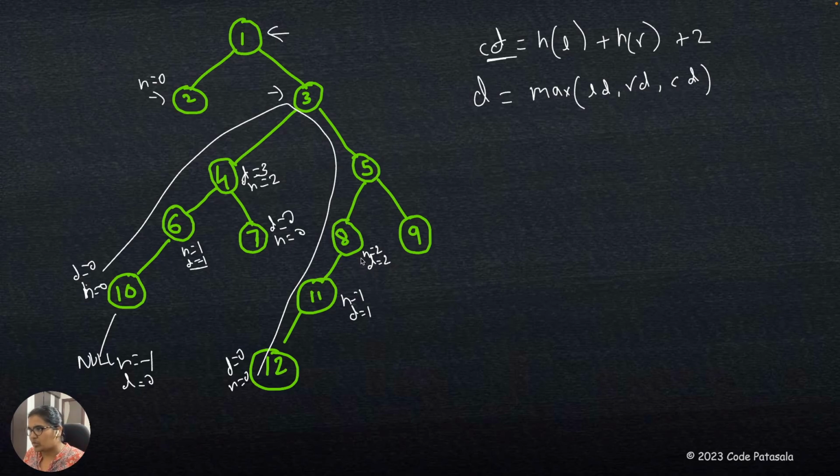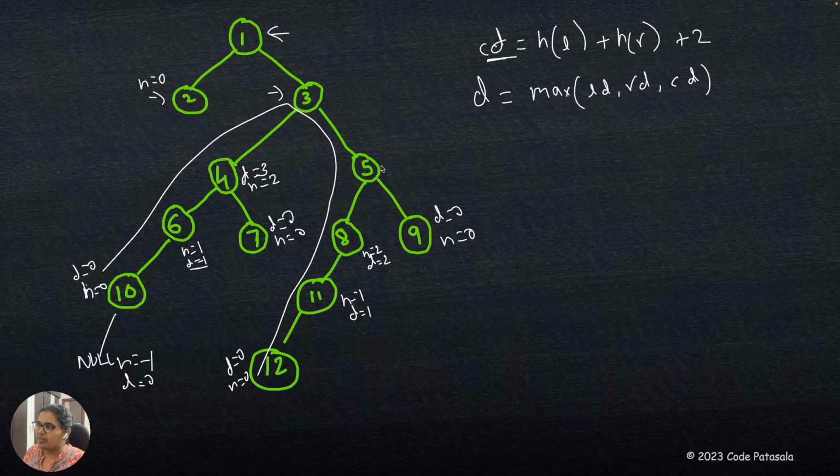Diameter is 2 because diameter would be the maximum of left child diameter, right child diameter, and height of left child plus height of right child plus 2. Height of left child is 1, height of right child is minus 1, and plus 2, so it would be 2. Now this one is a leaf node, so diameter is 0, height is 0.